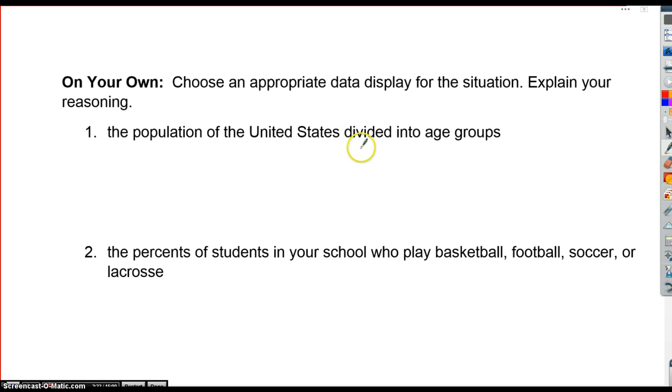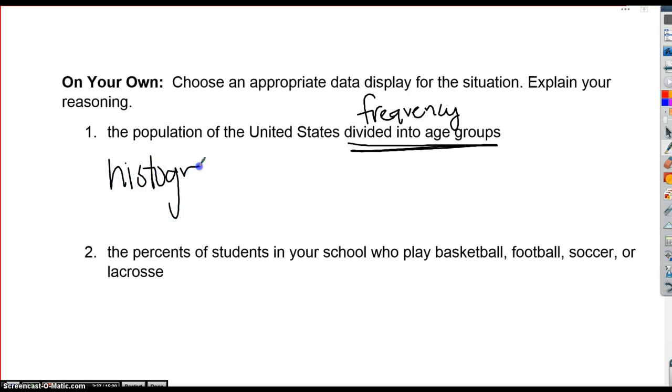All right, this whole divided into age group thing, this is also called frequency. This can be something as a frequency of ages. So if we're talking about frequencies, we want a histogram because it shows frequency of ages in intervals of the same size. So it could be the population divided into age groups. So it can be, I don't know, 0 to 10, 10 to 20, or 11 to 20. You get the point. Okay, those would be the age groups.